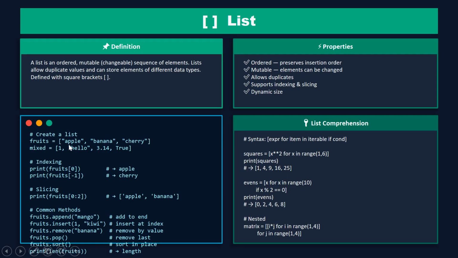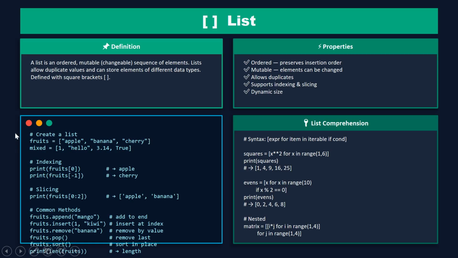Here we are using three different fruits: apple, banana and cherry, which we are storing in a fruits reference. And second, we are using mixed, which has different data types: an integer, a string, a float and a boolean. So these are the two different lists that I created here: the first has apple, banana, cherry, and the second has 1, hello, 3.14 and True.